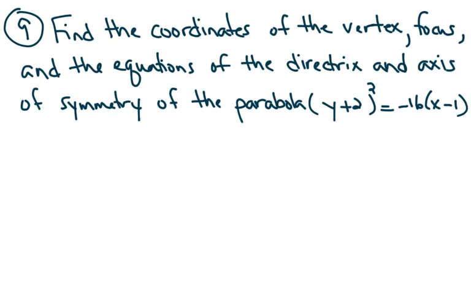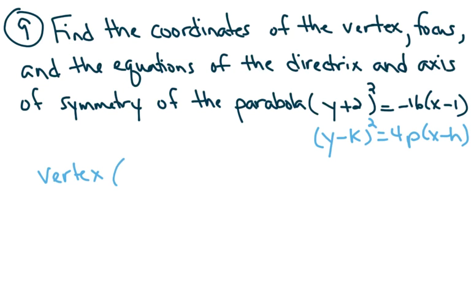Number 9, find the coordinates of the vertex and focus and the equations of the directrix and axis of symmetry for the parabola y plus 2 squared is equal to negative 16 times x minus 1. First, when you do this problem, I want you to determine which type of parabola you're looking at. Well, we must be looking at the one that opens left or right. So the vertex, like the center of a circle, ellipse, or hyperbola, is at (h, k). h is always in the parentheses with x, k is always in the parentheses with y, so it doesn't matter what order it's written in.